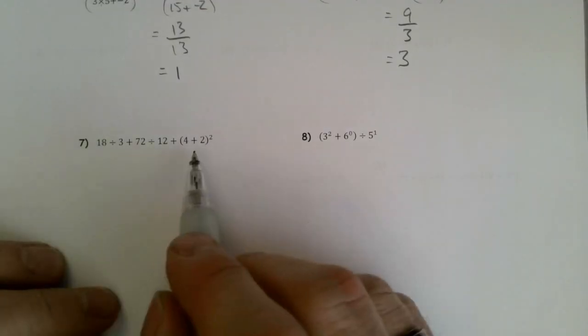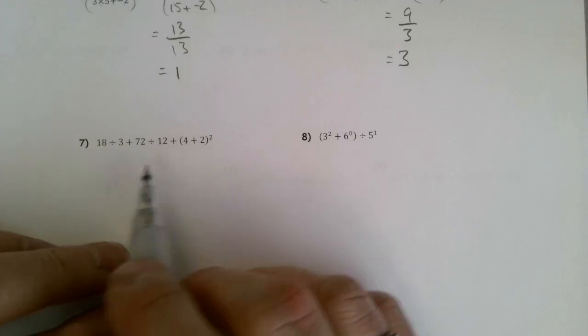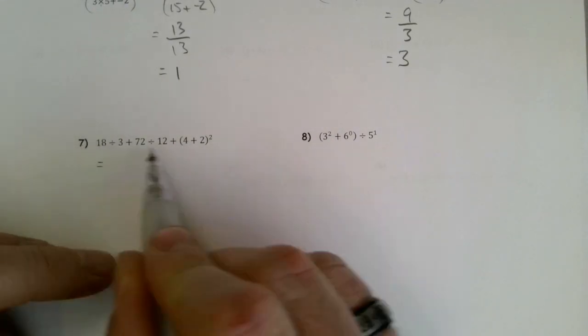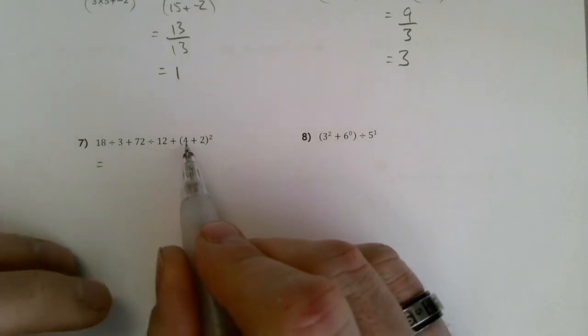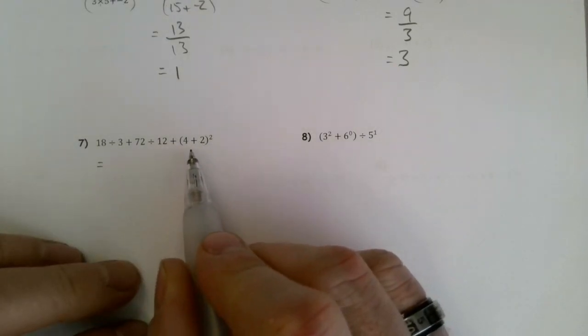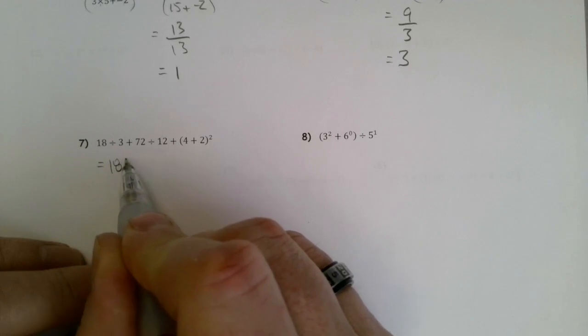Okay, now here, I've got a lot more going on. First things first, though, I'm going to focus on my parentheses there, my brackets. So I've got 4 plus 2. I'm going to deal with that first. So this is 18 divided by 3.